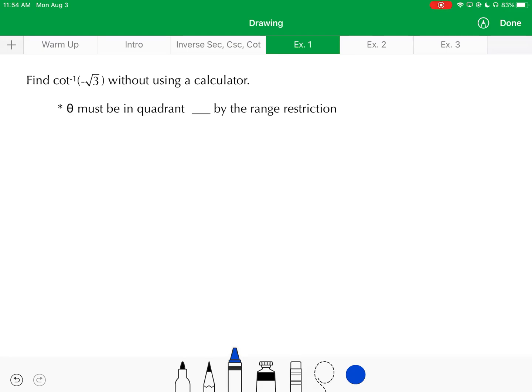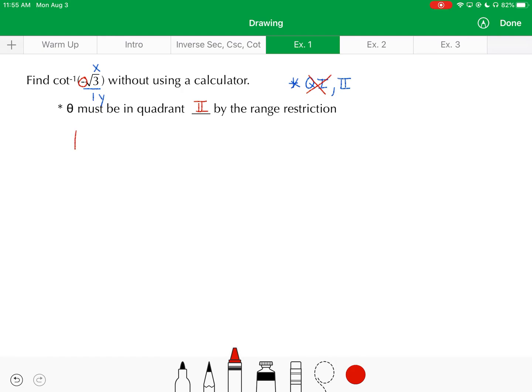Find inverse cotangent of negative radical 3 without a calculator. So let's think of that as being over 1, to where the negative radical 3 is an x value, the 1 is a y value. Now we just got done saying that inverse cotangent can yield angles in quadrants 1 or 2. Well, I can't yield out quadrant 1 angles because of the fact that we're evaluating with a negative number here. So that means the output for theta has to be in quadrant 2.